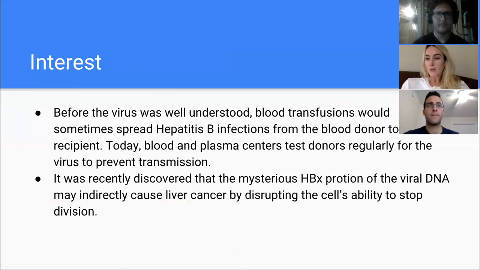Before the virus was well understood, blood transfusions would sometimes spread hepatitis B infections from the blood donor to the recipient. Today, blood banks and plasma centers test donors regularly for the virus to prevent transmission. It was recently discovered that the mysterious hepatitis B portion of the viral DNA may indirectly cause liver cancer by disrupting the cell's ability to stop division.